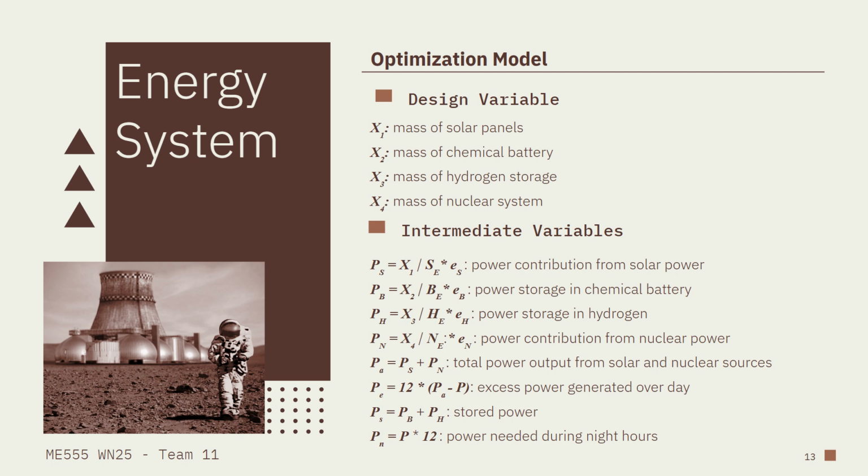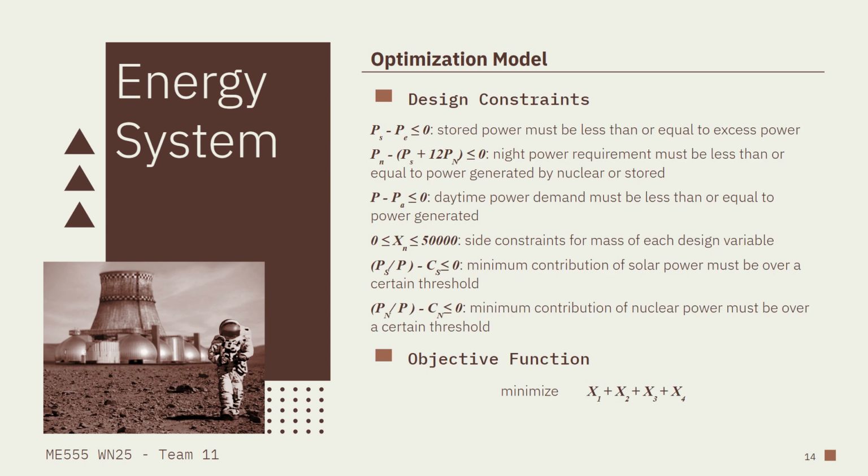Then, we defined additional intermediate variables to calculate individual and cumulative contributions from the sources, as well as the power storage and demands during the day or night. For our constraints, we specified that the cumulative power generated be greater than or equal to demand across day and night, that our storage be less than or equal to the excess, as well as some other additional constraints for limiting source masses and contributions. And this left us with the objective function of minimizing total mass of the sources.